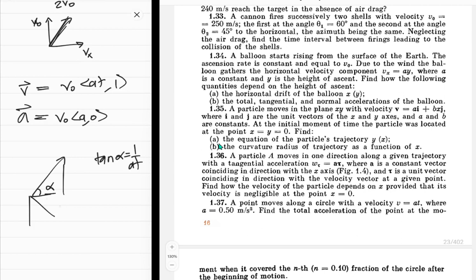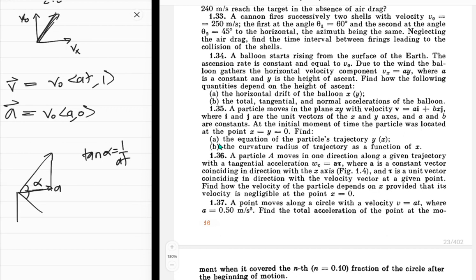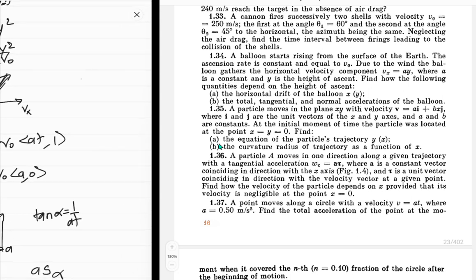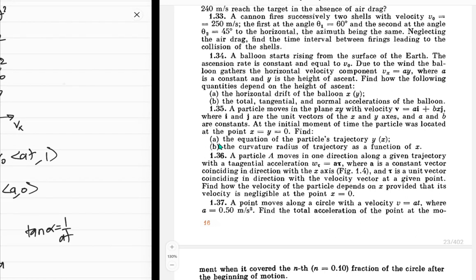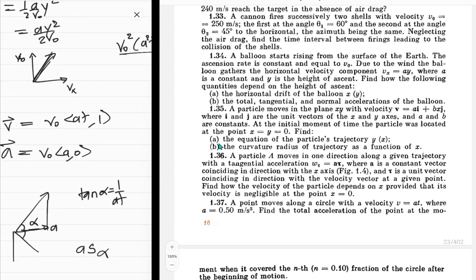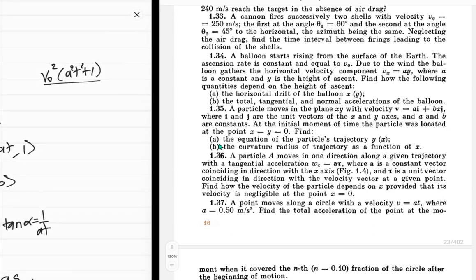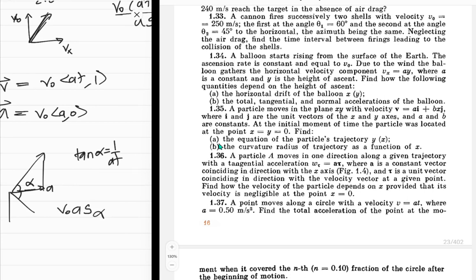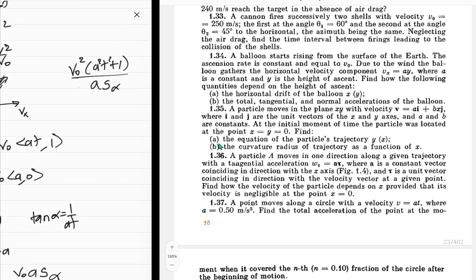Oh, it's supposed to be in the horizontal direction. So this is in the horizontal direction completely. This is 90 minus alpha. So a cosine of that, a sine alpha, that's what we are looking for. So v squared is basically this plus that squared, so it's v naught squared into a squared t squared plus 1, upon a sine alpha. Yeah, v naught a sine alpha.